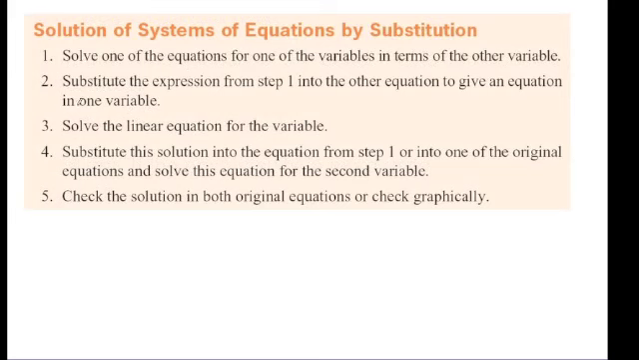To solve systems equations by substitution, you solve one of the equations for one of the variables in terms of the other variable. Then you substitute that into the other equation, which gives you one variable. Solve that linear equation for that one variable, substitute that solution into the first equation, and you'll end up with both solutions. And check your solution in both original equations or graphically.